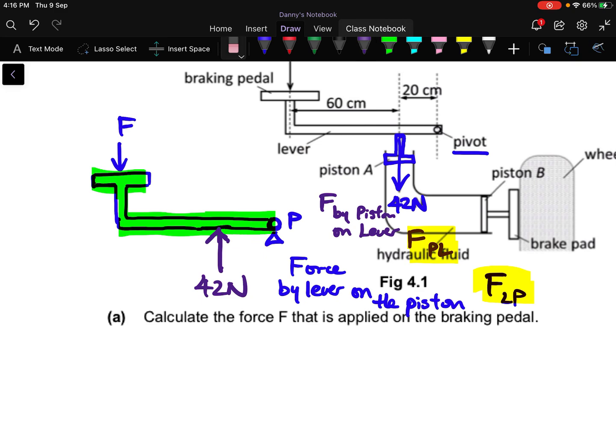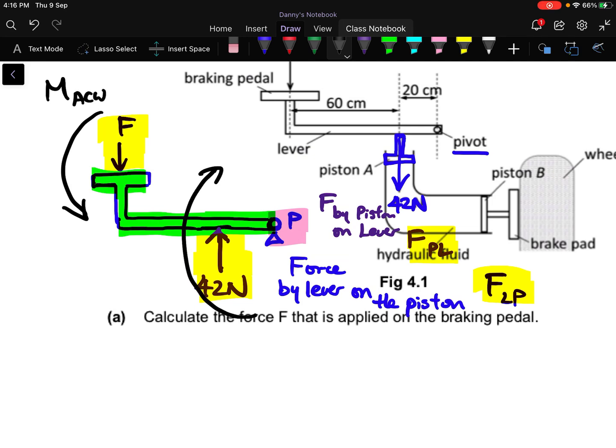Now I see it, right? On this lever, there are two forces acting on it. One is the F force over here, the other is 42 Newton. I have a pivot over here, and I can see that this F will give me an anti-clockwise moment, and then this force over here will give me a clockwise moment because my pivot is over here. So in this case, I have anti-clockwise moment equals clockwise moment.